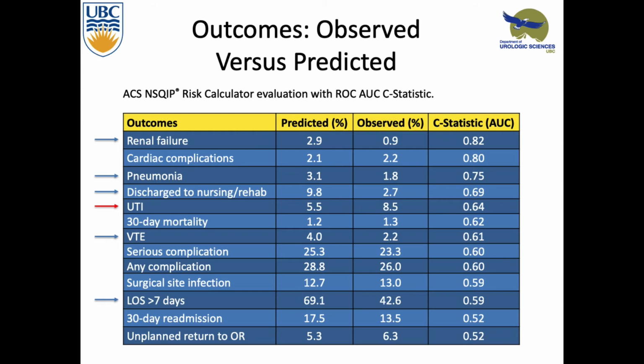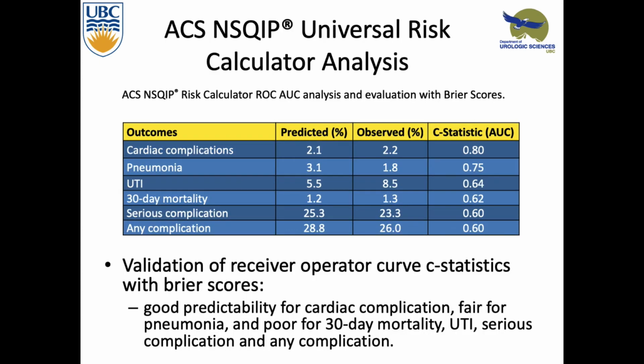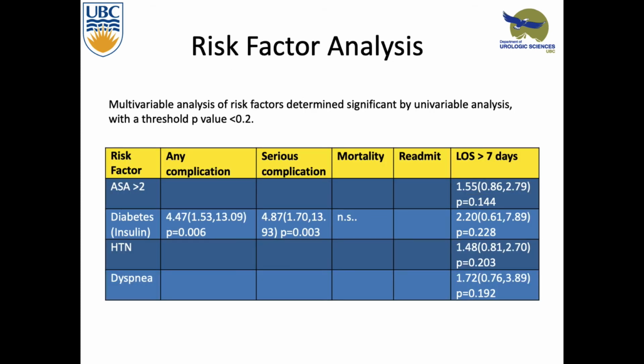Now, we did receiver operator curve, area under the curve, C statistics to try and find out which of these was significant. And we also looked at Brier score as well, which is just a way to see, is this random or did it actually predict outcome? And so when you're trying to look at whether this is actually predicting, there was good predictability for cardiac complications, fair for pneumonia, and poor for mortality, UTI, serious complications, and any complications. So it's showing to be more predictive than has previously been seen.